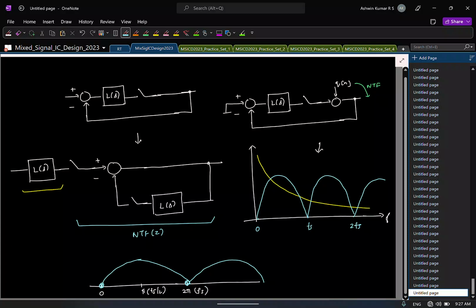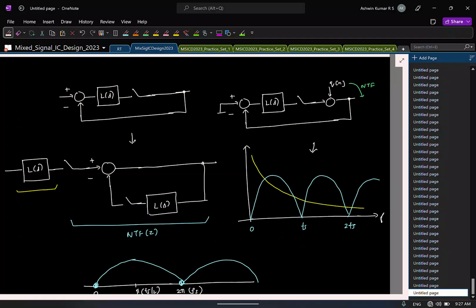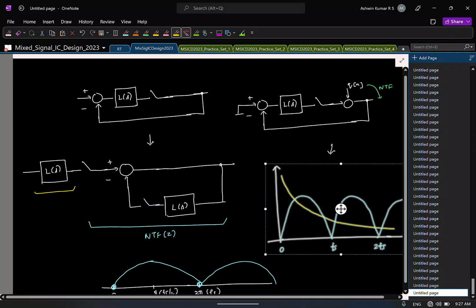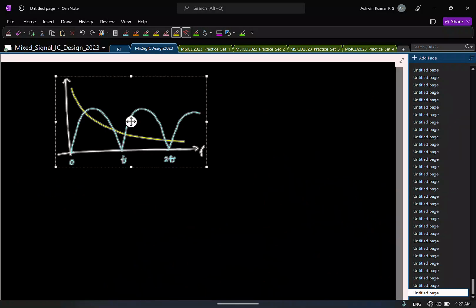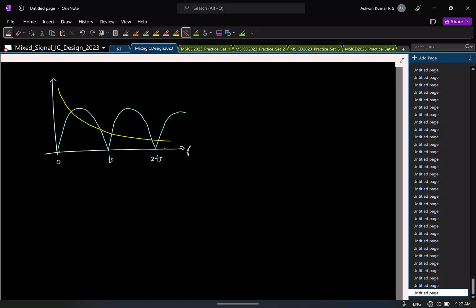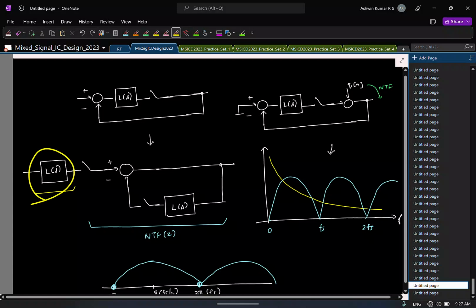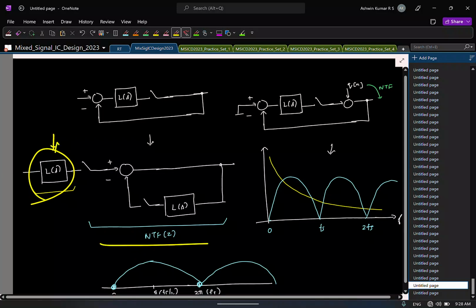Now I just have to take the product of these two graphs. So let me do it separately. Yellow graph is what? Yellow graph is the L of S, right? This guy is cascade of integrators. That's why it has this high gain at low frequencies and it tapers off at high frequencies. Let me push it here. Is that fine? The yellow one is the loop filter here, and the blue one is the noise transfer function that you have plotted. And the overall transfer function I am interested in is the cascade of these two guys, L of S and NTF.